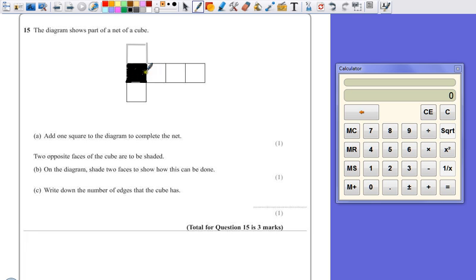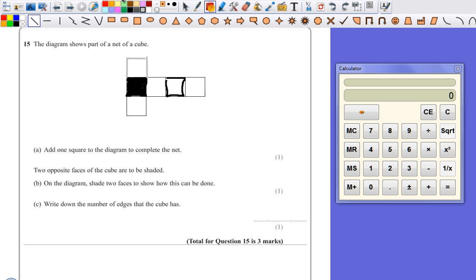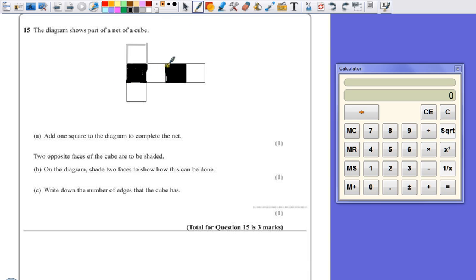If that's the bottom, that'll be the side, this one would be the top. So it'd have to be this part here, which would be opposite. Now again, we could have chosen these two. Could have chosen the new one we added and the one at the bottom. As long as they're not touching and they're only 1 square away, they should fold to give us an opposite side.